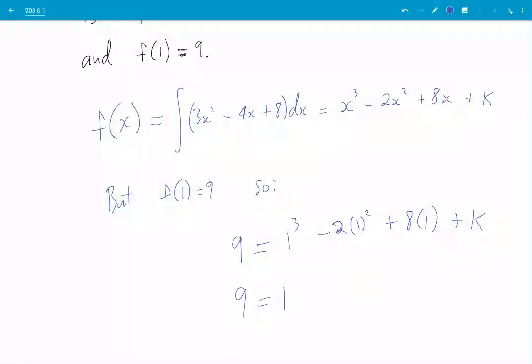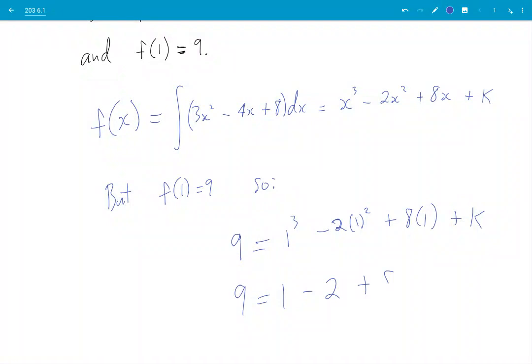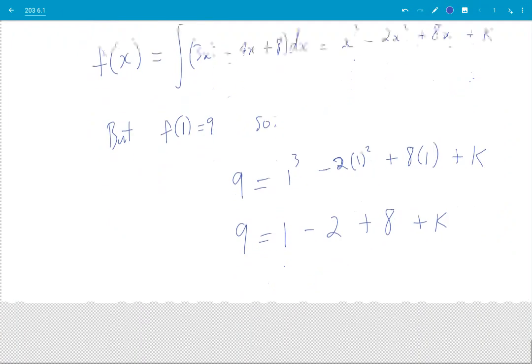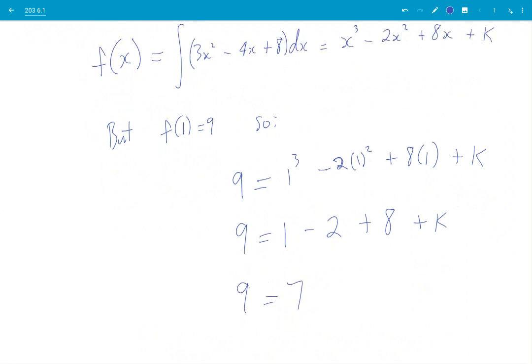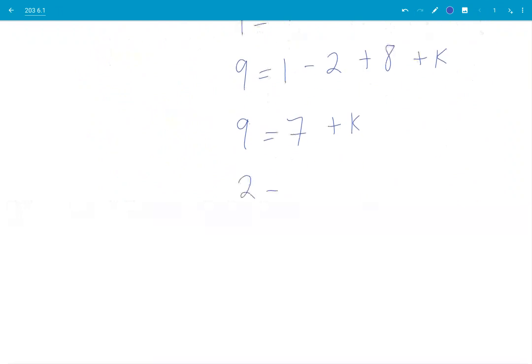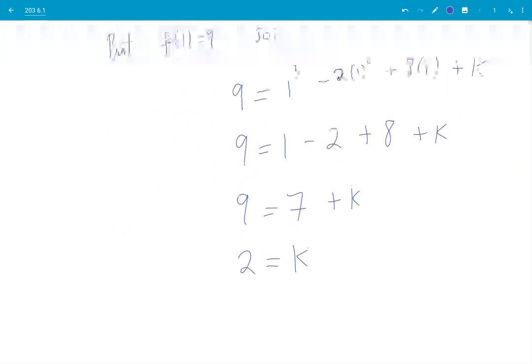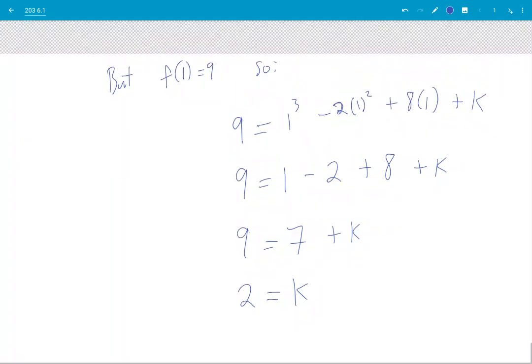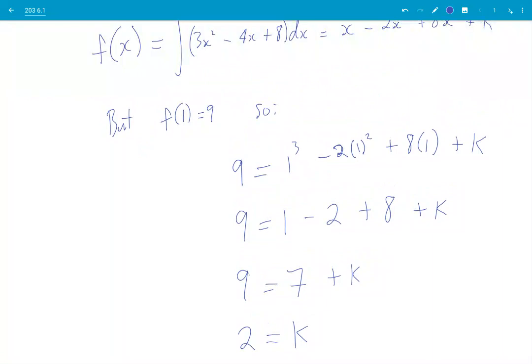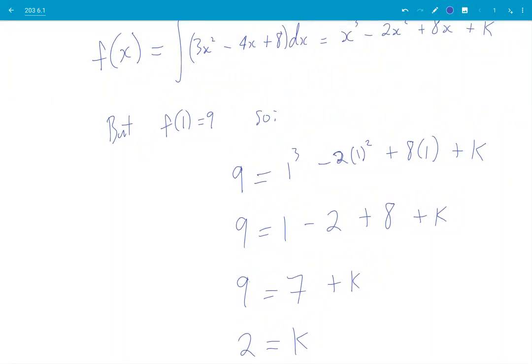So again, 9 is equal to 1 minus 2 plus 8 plus k. So 9 is equal to 7 plus k. So 2 is equal to k. Now, to summarize our findings, we just say f of x equals this thing here. But now we know that k is 2.